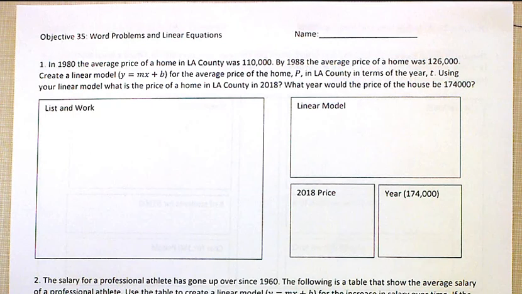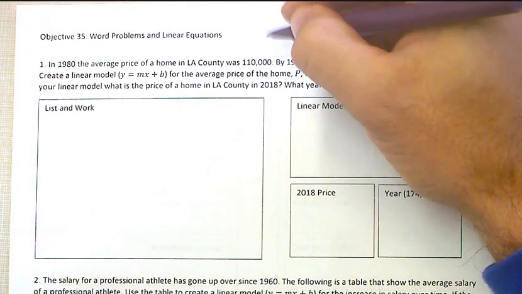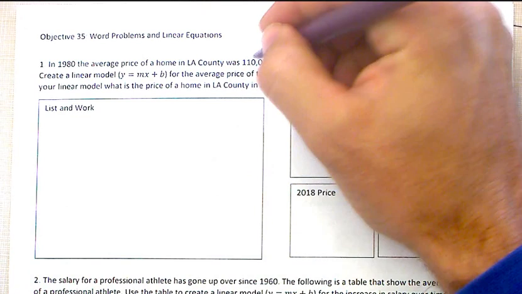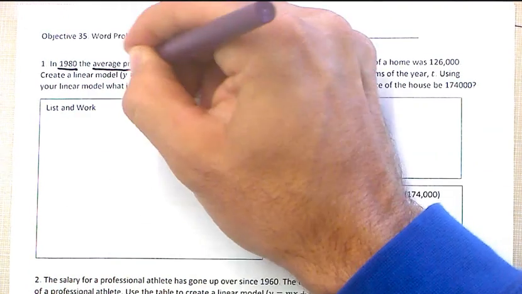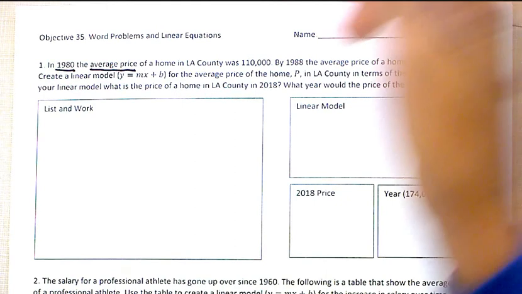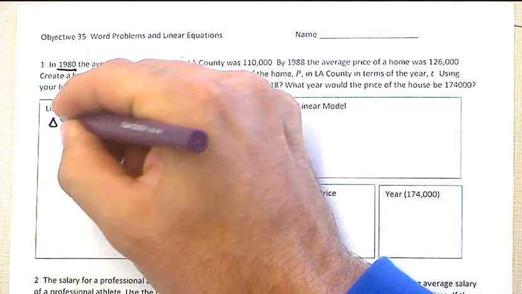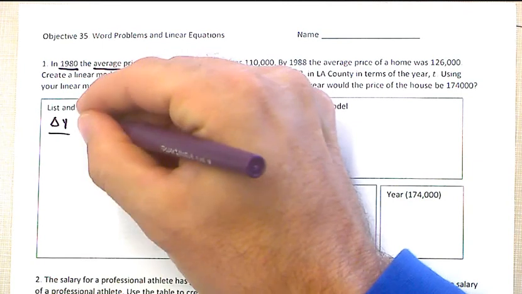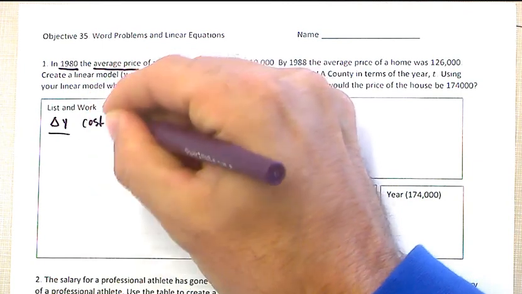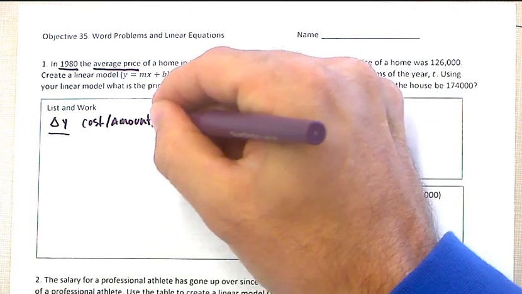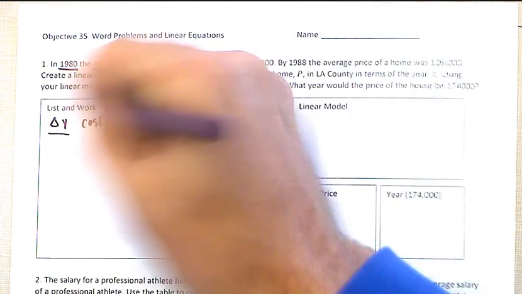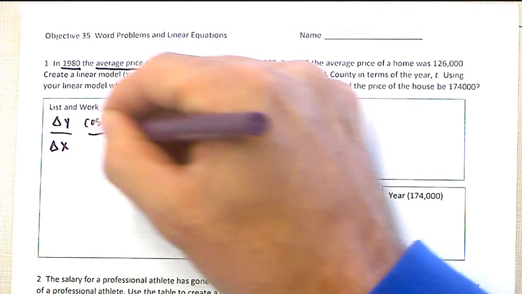All right, couple things I'm looking at. Question one is a price. It looks like I see years and I see price. Okay, usually my Y will be some sort of cost, amount, or price. Usually your change in X or your X is going to be some sort of time.